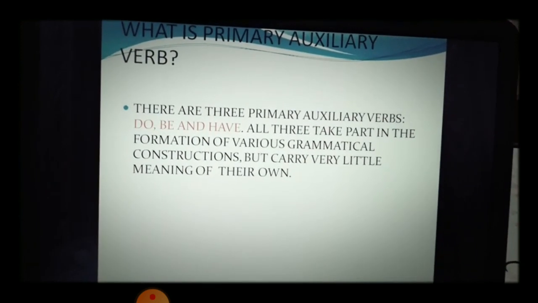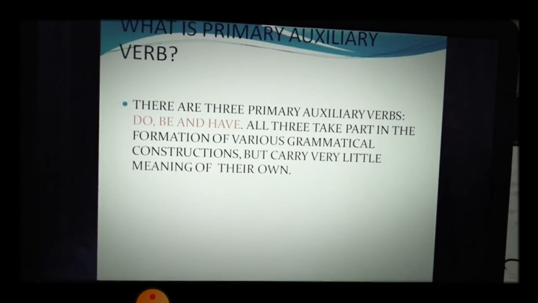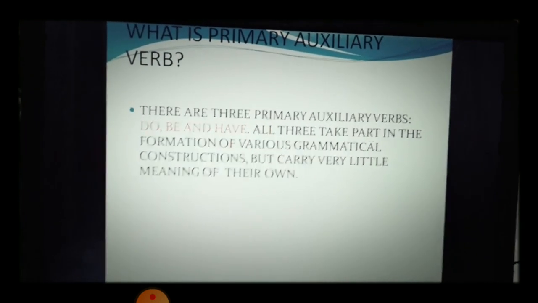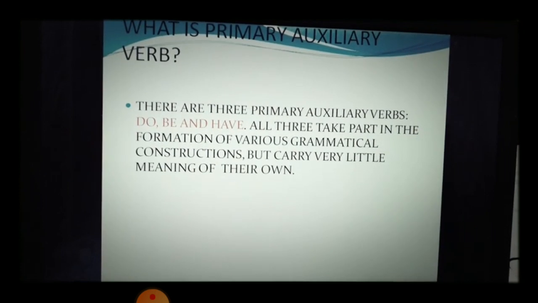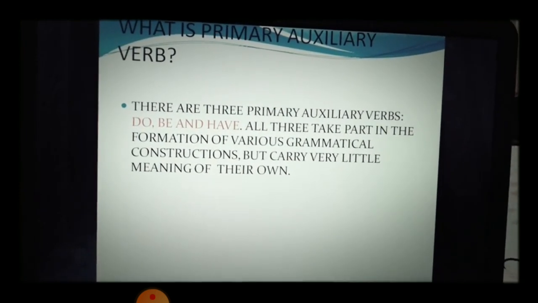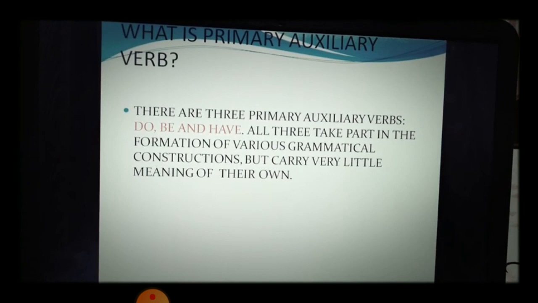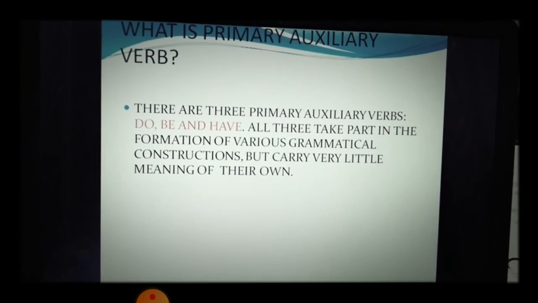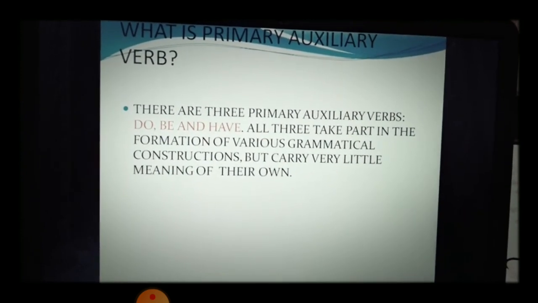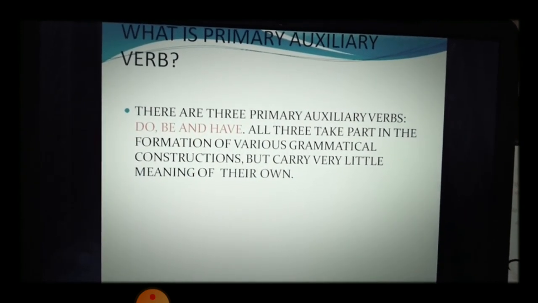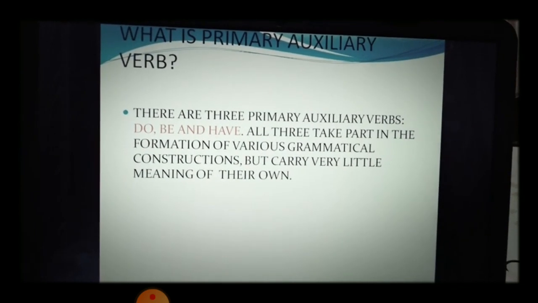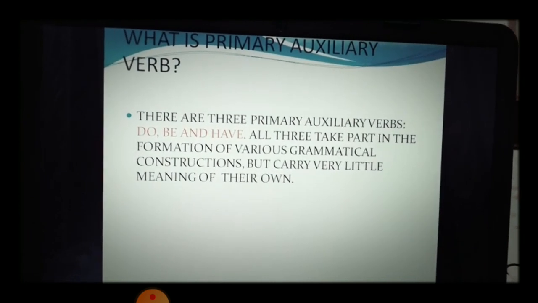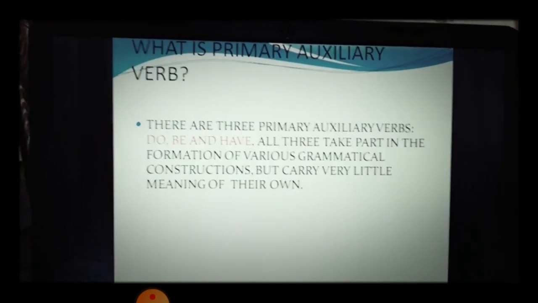But these are the verbs which help in the formation of various grammatical constructions, no doubt. But when we use these words in a single way, we find very little meaning out of them. They carry very little meaning of their own. Suppose, for example, if we use only the word do, generally we don't get a very significant meaning of it. But when we use the word do along with another verb, definitely the meaning becomes more clear.